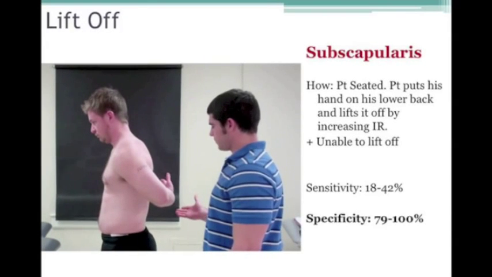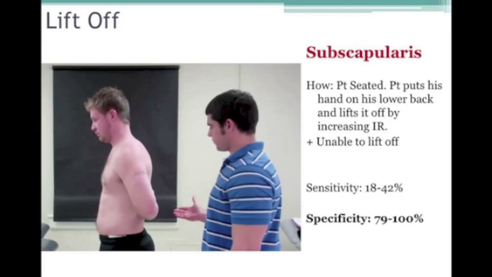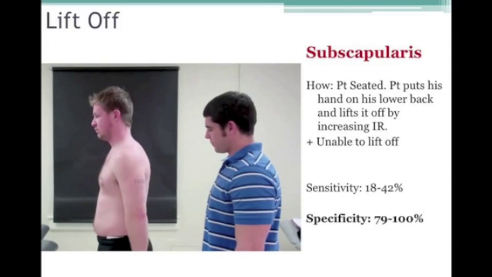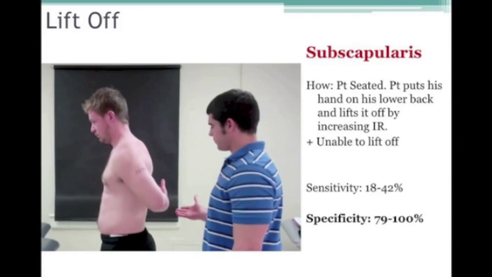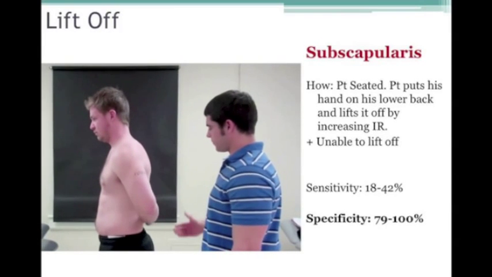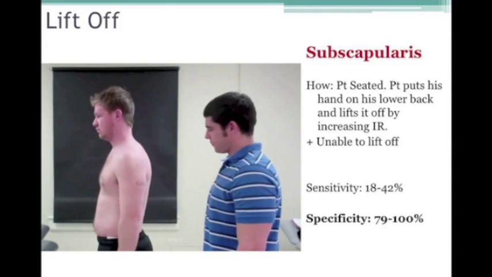This is the lift-off test. So the lift-off test is good for certain fibers. I believe it's the inferior fibers of the subscapularis. But a lot of times the patient won't be able to get into this position without pain. So that's one of the downfalls of this test. Patient is seated or standing, puts his hand on his lower back and lifts it off, increasing internal rotation.